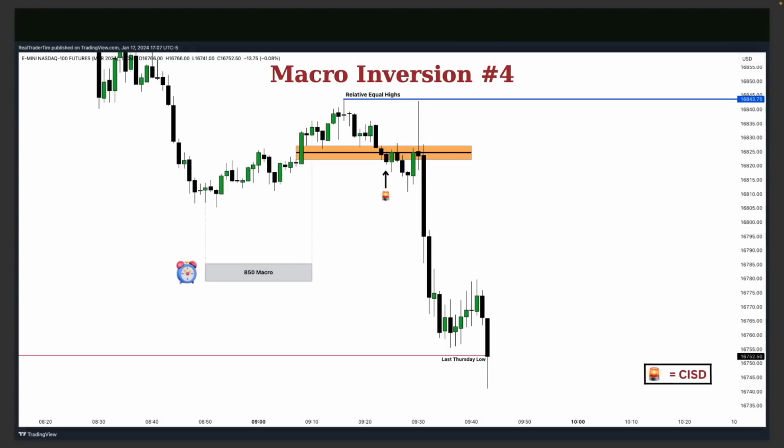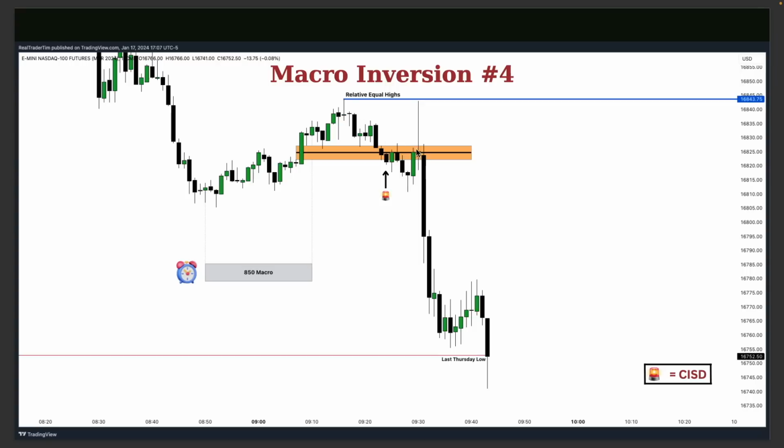And another way to use macro inversions, right here, we look at the 850 macro and how this BISI was formed within that 850 macro. Then we have 930 open and price closes back below it. So the fact that this inefficiency was made during the macro makes it more significant. And then we have the change in the state of delivery once we close below it here. And look at the bodies respect midpoint of this inversion.